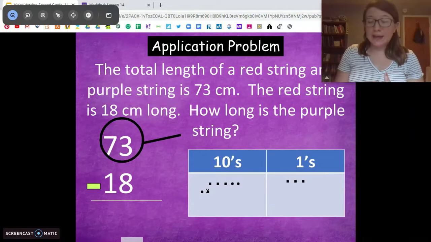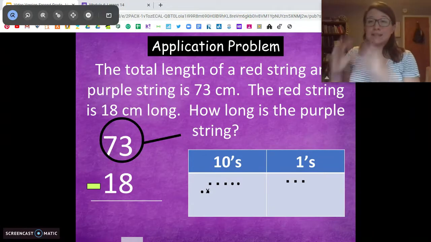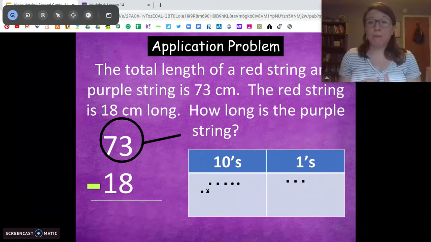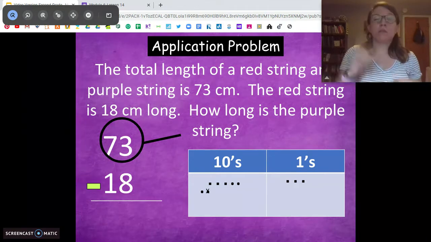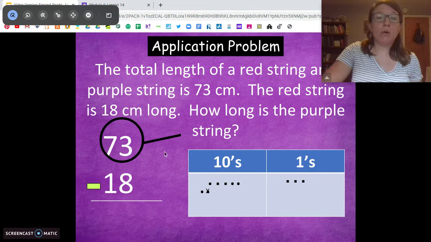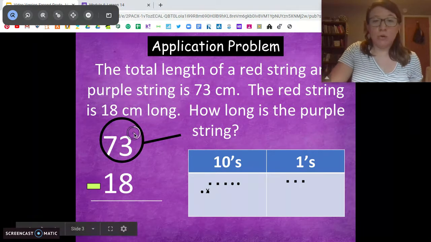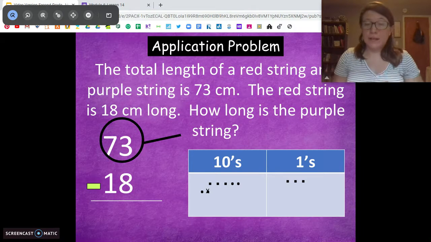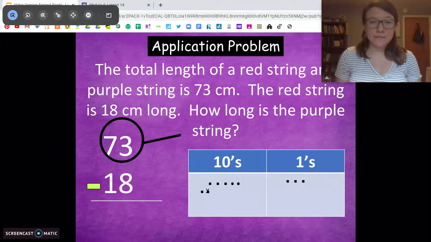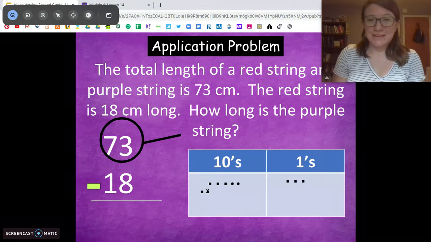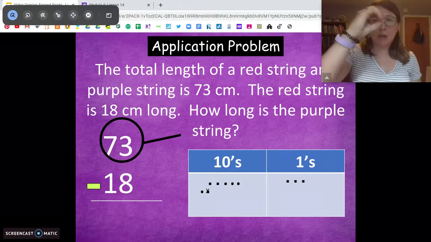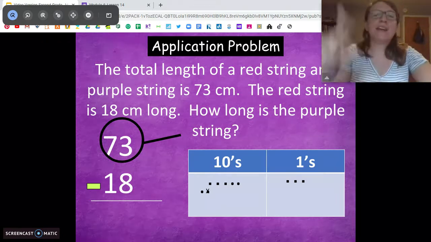So go ahead and write that on your paper and then set up your drawing. Remember, when we do subtraction for our drawings, you're only drawing the whole. So you're going to draw 73 in your drawing, just the whole. So pause the video. Go ahead and do that now. Awesome. All right, our next step is to take our magnifying glass and look at our whole.